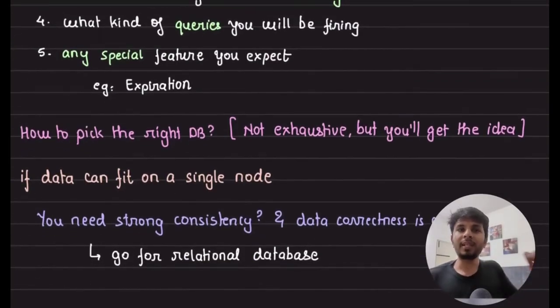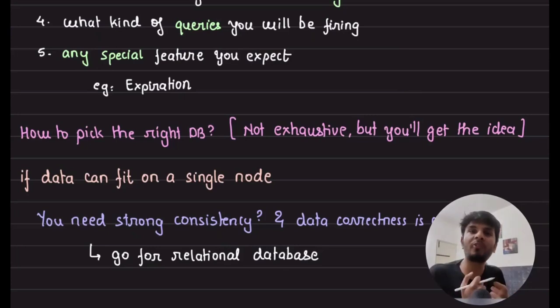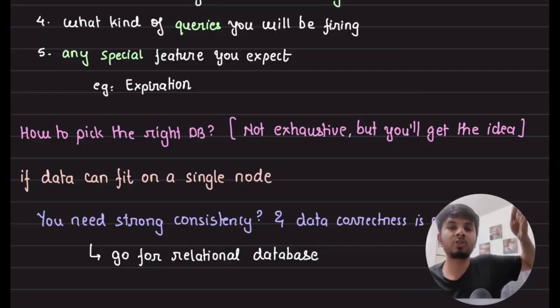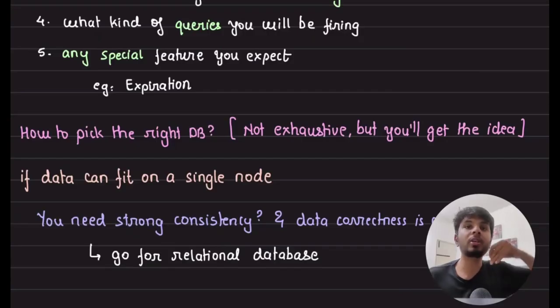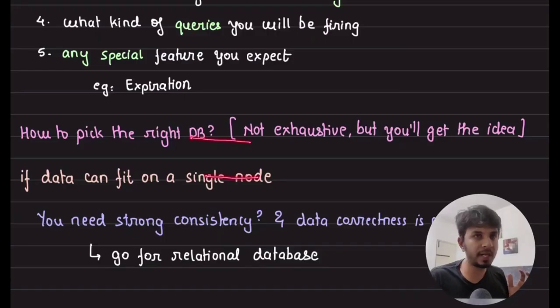First, if the data can fit in a single node, right? If the data can fit in a single node and you need strong consistency, and data correctness is super important, for example, a payment system is a classic example of that, you go for a relational DB. Relational databases suit this use case perfectly well, where you need very strong consistency of data. No matter what happens, your data should never go into an inconsistent state and your data should always be correct. Relational databases fit this really well.